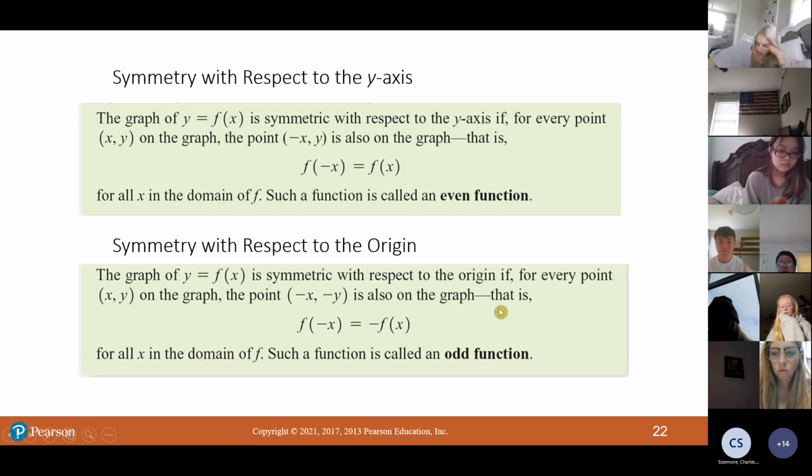If you have an odd function, excuse me, x to the third, x to the fifth, x to the seventh, it's going to be symmetrical about the origin.